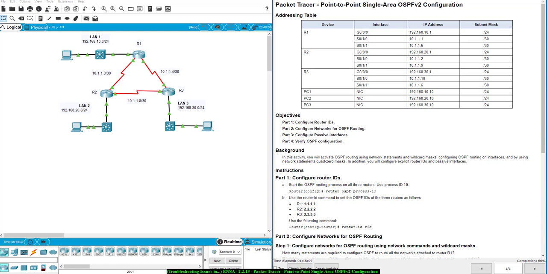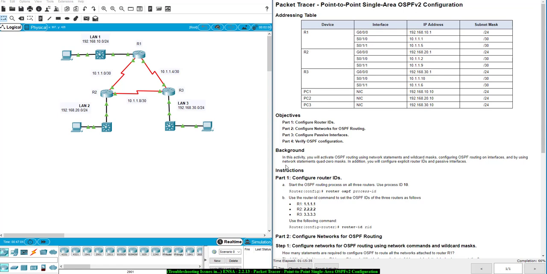All right, today I want to go over troubleshooting the Packet Tracer activity 2.2.13, which is labeled Point-to-Point Single-Area OSPFv2 Configuration. All right, now what we can see on the activity window, we see all our routers with the interfaces and IP addresses associated with them, as well as the network masks. All right, that's not an issue.